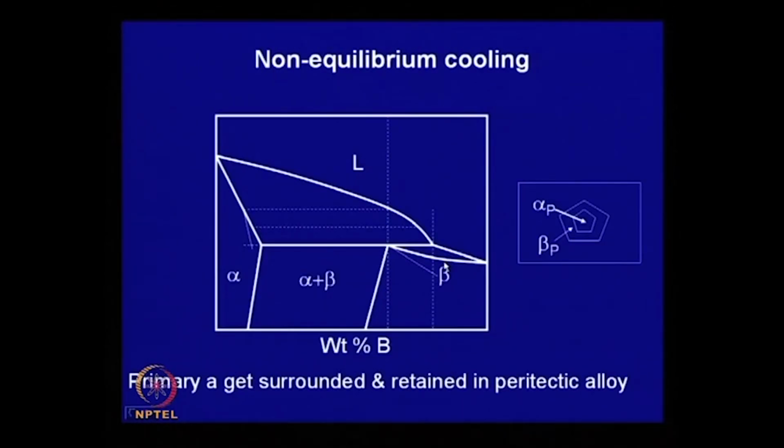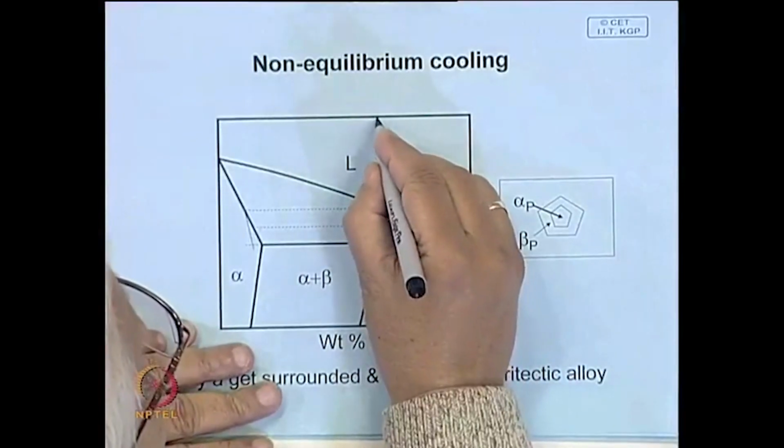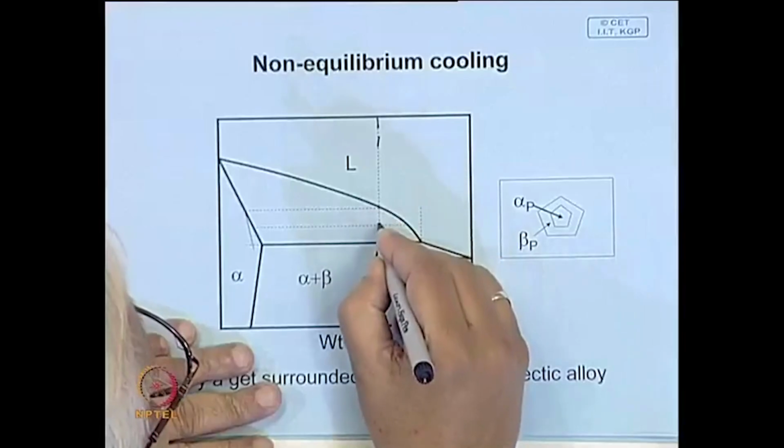Now, let us look at a peritectic system. What happens in a peritectic system? Here the same concept we can apply, and let us consider this alloy in the peritectic system. Now, this is the peritectic point, and this is the alloy composition.